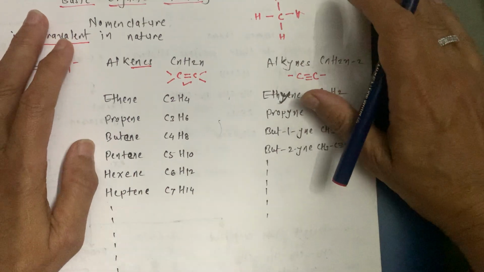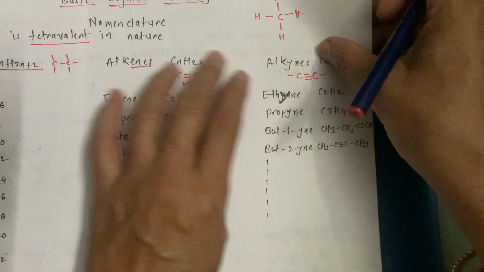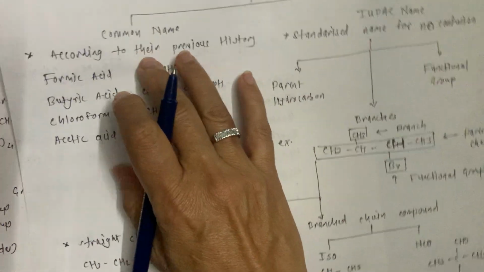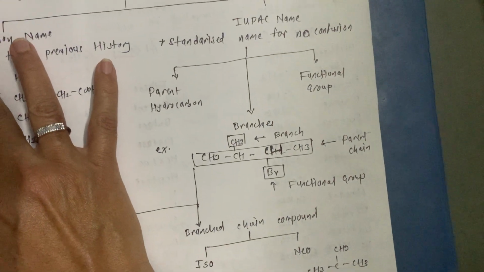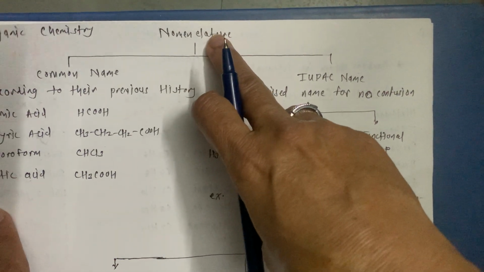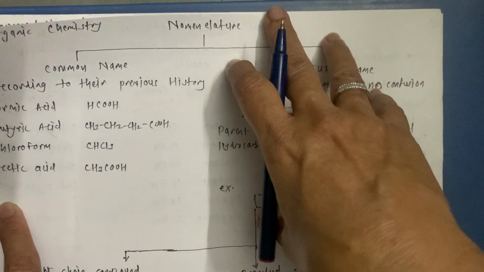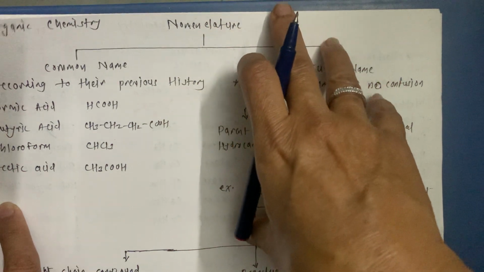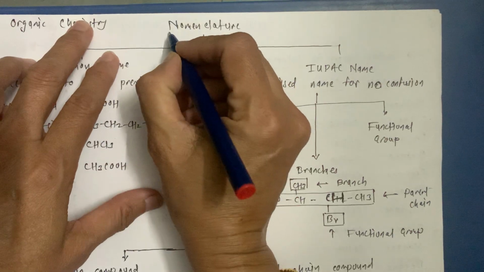Okay, this is general information about alkanes, alkenes and alkynes. Now in this basic organic chemistry, one very interesting part we studied is nomenclature. What is nomenclature? Nomenclature is nothing but naming of that compound. As we know, there are millions of organic molecules, and so nomenclature is very important.